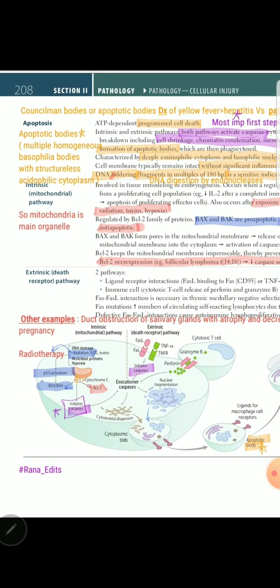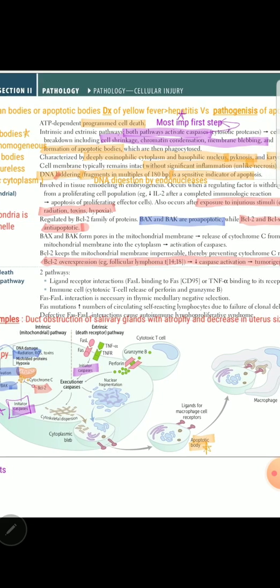We'll learn them. First of all, we need to know that Councilman bodies, named after a pathologist, a scientist, are present in apoptosis. These are basically apoptotic bodies. If we know the mechanism of apoptosis, we will learn that in this process, the cell which is about to die, the nuclear material of that cell will be clumped, that is called pyknosis.